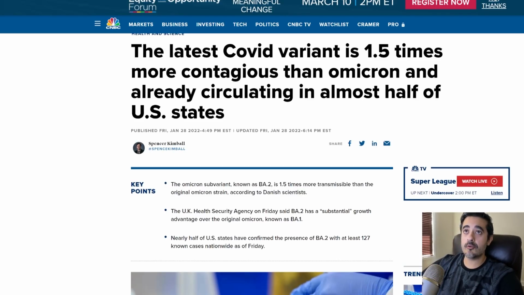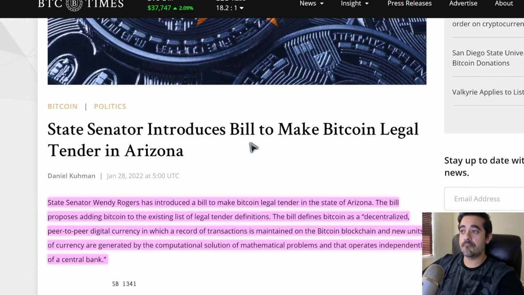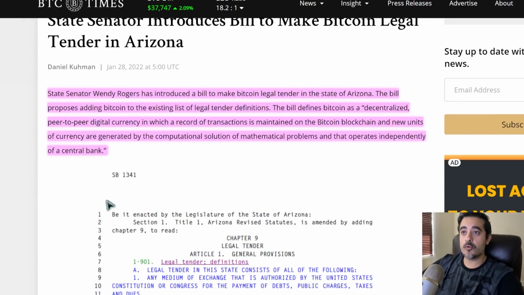All right, next thing I want to look at is this article here. This says that a state senator introduces a bill to make Bitcoin legal tender in Arizona. So it says State Senator Wendy Rogers has introduced a bill to make Bitcoin legal tender in the state of Arizona. The bill proposes adding Bitcoin to the existing list of legal tender definitions. The bill defines Bitcoin as a decentralized peer-to-peer currency in which a record of transactions is maintained on the Bitcoin blockchain and new units of currency are generated by the computational solution of mathematical problems that operates independently of a central bank.